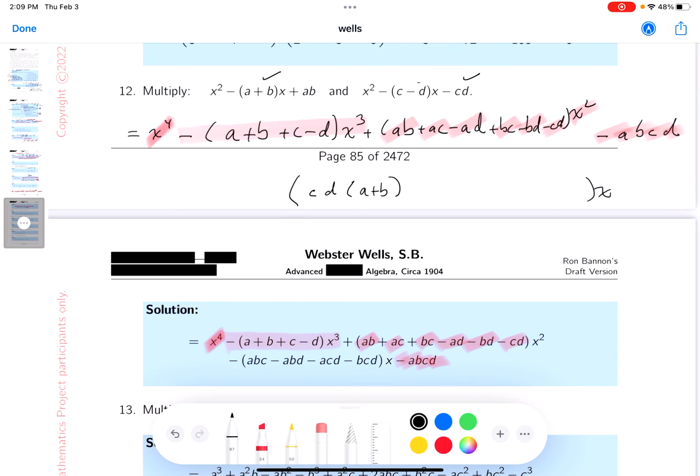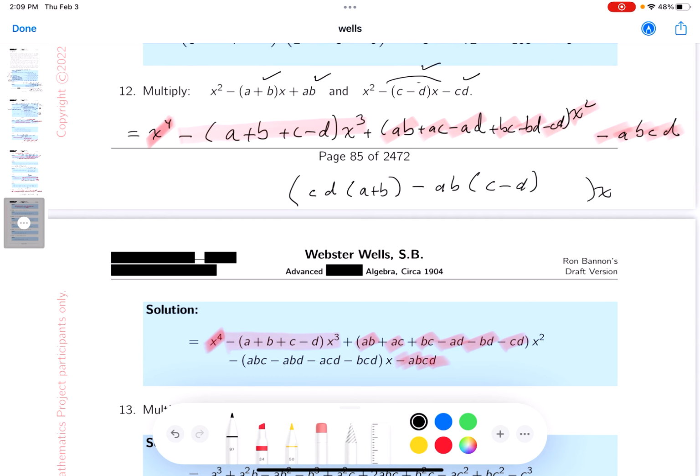I can do that, right? That looks like something I can do. And then what's next going to be? I'm wondering, I could use this guy to get an x and times this guy. And let me write that. It's going to be minus AB times C minus D. And that's going to be the coefficient of the x.